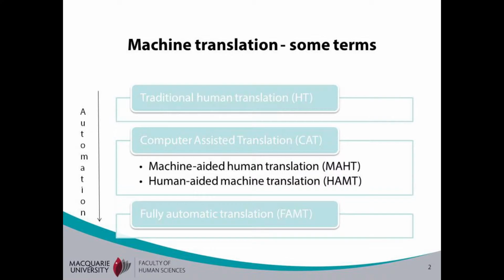So machine translation is a broad term which is used to describe a range of tools and approaches. It can be represented as a continuum with human translation at the top, the least automated, moving down through to fully automated machine translation, FAMT.